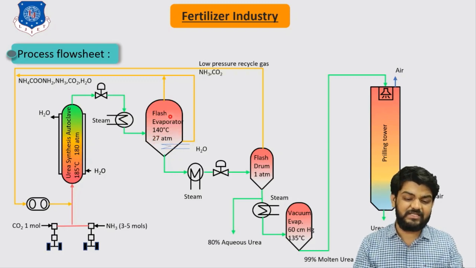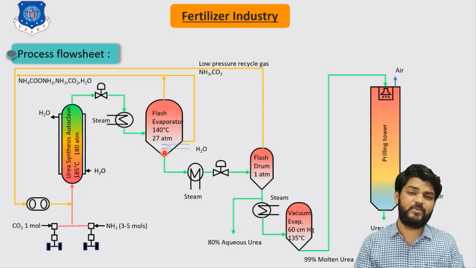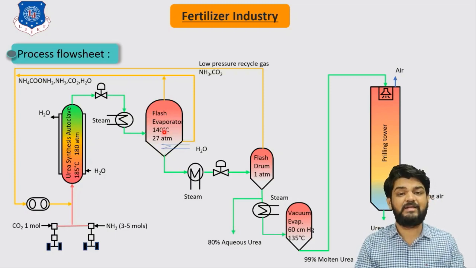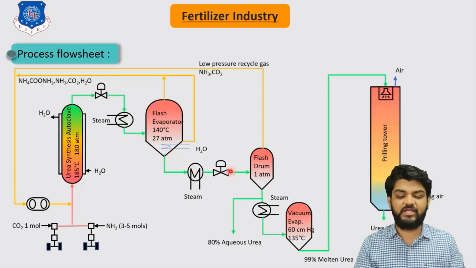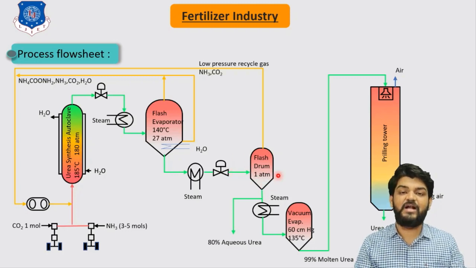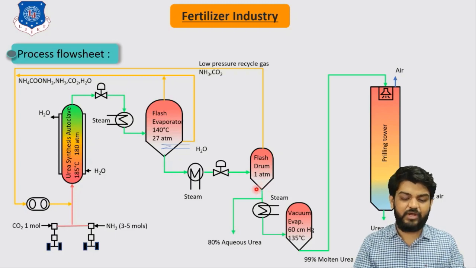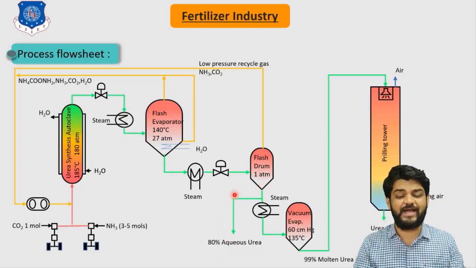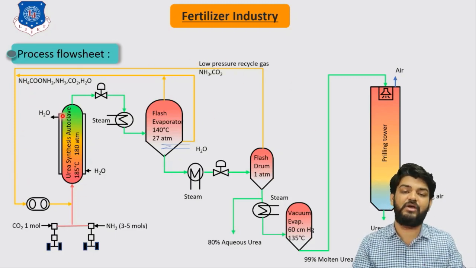So here you can see that under the application of the lower pressure, that is 27 atmospheres, all the ammonium carbamate can be decomposed to give urea. And this product is further sent to the flash drum evaporator, which operates under vacuum. And here we will get our aqueous solution of urea. You can see here that around 80% aqueous solution of urea can be achieved in this flash drum, while the remaining unconverted product is directly recycled back to the autoclave.